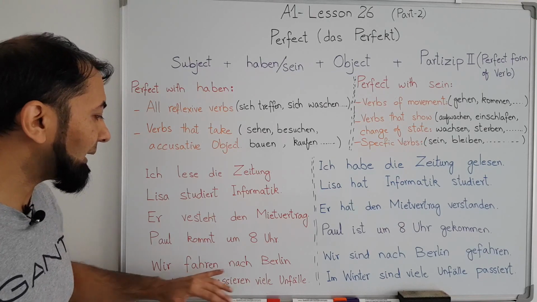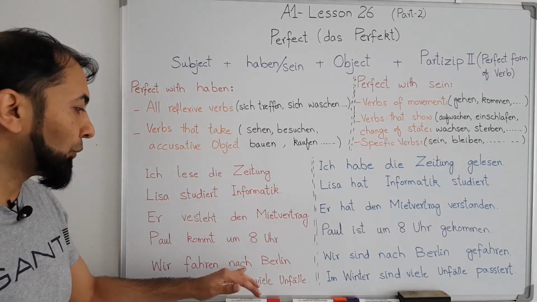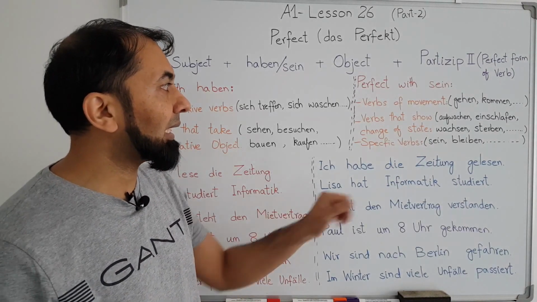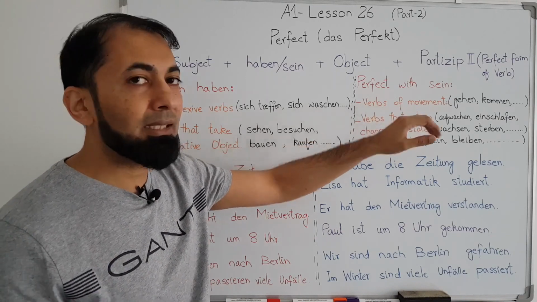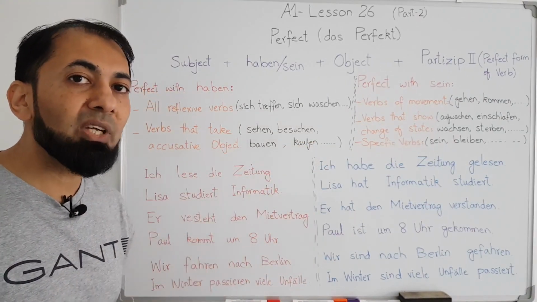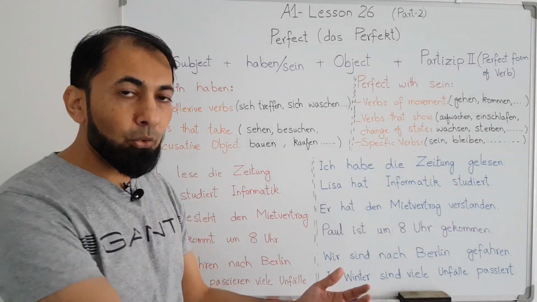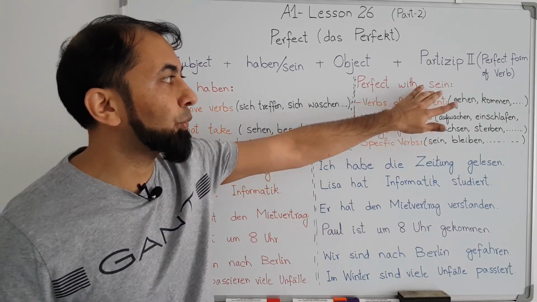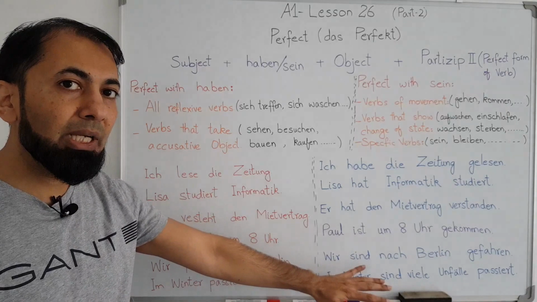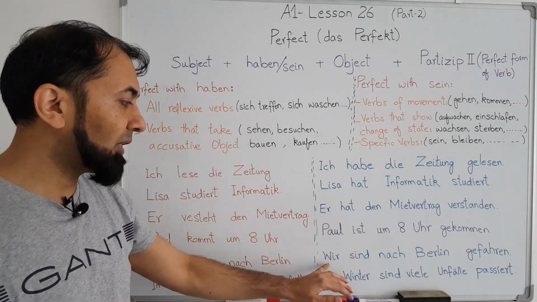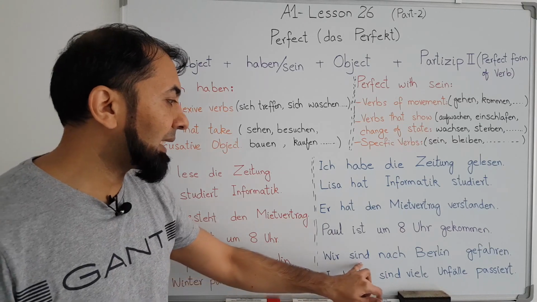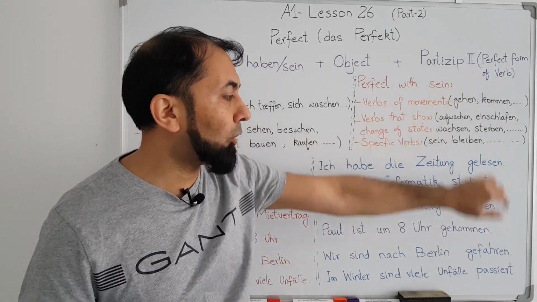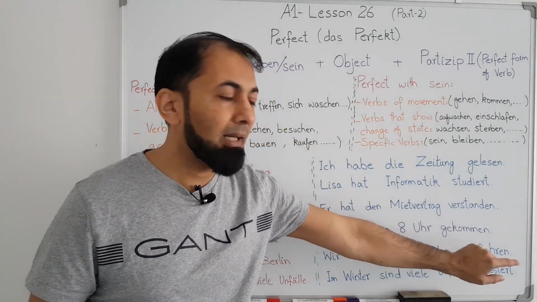Next is Wir fahren nach Berlin. We travel to Berlin. Now in this sentence we are again using one verb called fahren, which comes under this category, that there is a movement. We are traveling from somewhere to Berlin, so there is a change of location or a movement, and for these movement verbs we always use sein at the second position, and we conjugate the verb sein according to the subject, which is wir, so it will become Wir sind nach Berlin gefahren. Gefahren is the participle zwei of the verb fahren, and it will come at the last position.